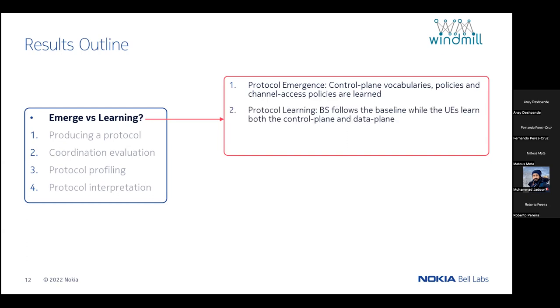And then we have a second one, which is protocol learning, where the base station follows a baseline, which is a basic solution. And the UEs need to learn the control plane, which is the control policy that is used by the base station, and also the data plane. Okay, and then we have the last one, where we are only learning the channel access. So both the control plane of the users and the control of the base station follow the baseline solution in this case.